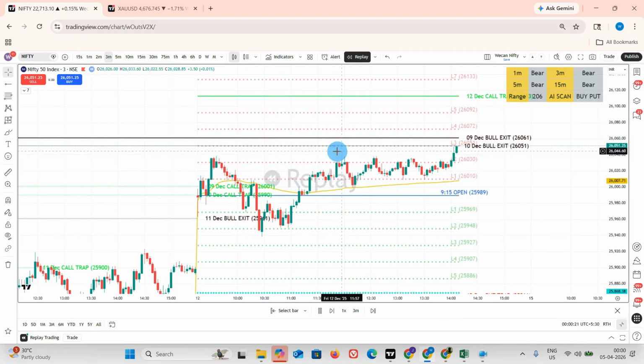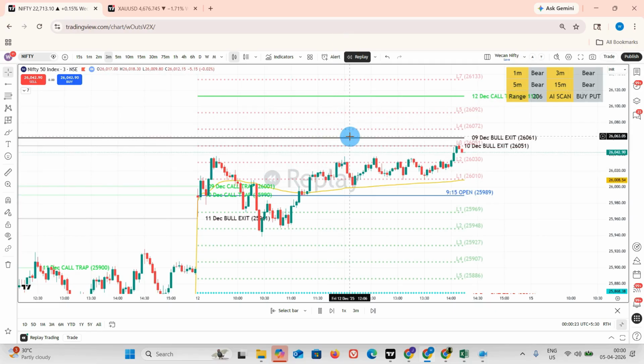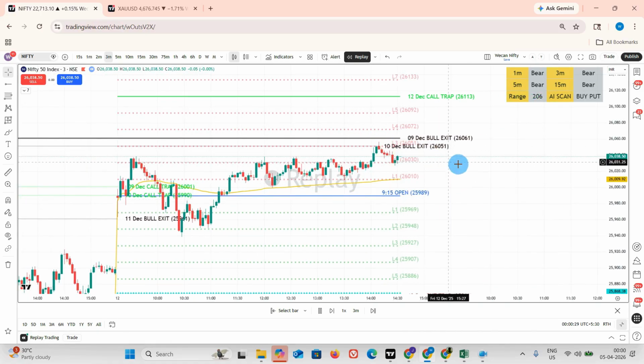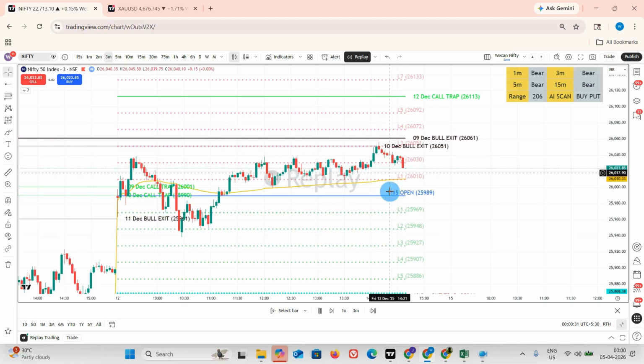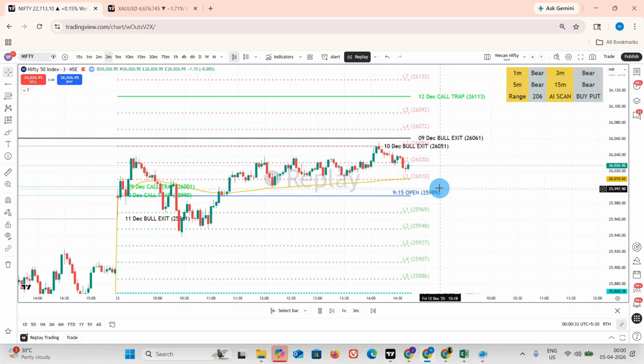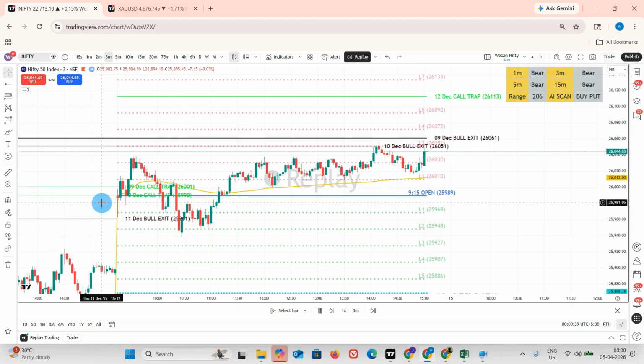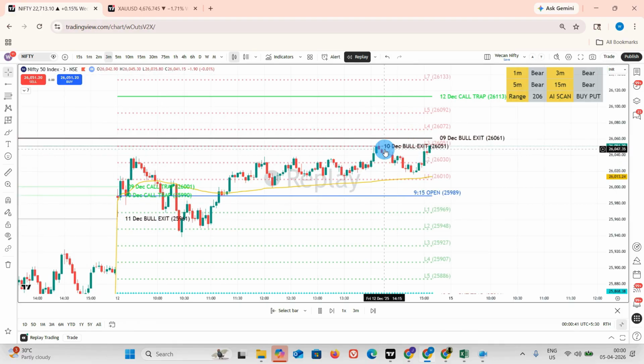Every day it marks the daily range dynamically, and it reacts based on that. So now see, we were on the 10th, we are in the 12th. It went and tapped the 10th bull exit, which was not tapped when we started the market. So it went to that level.